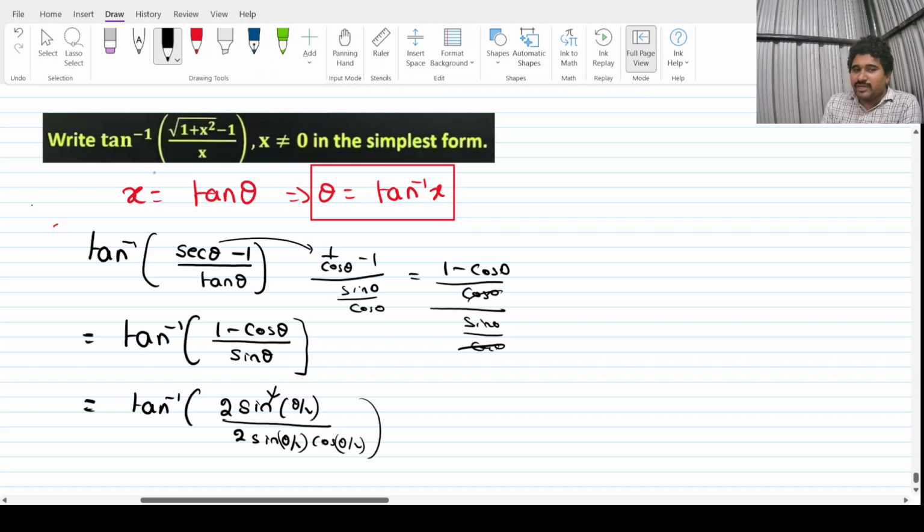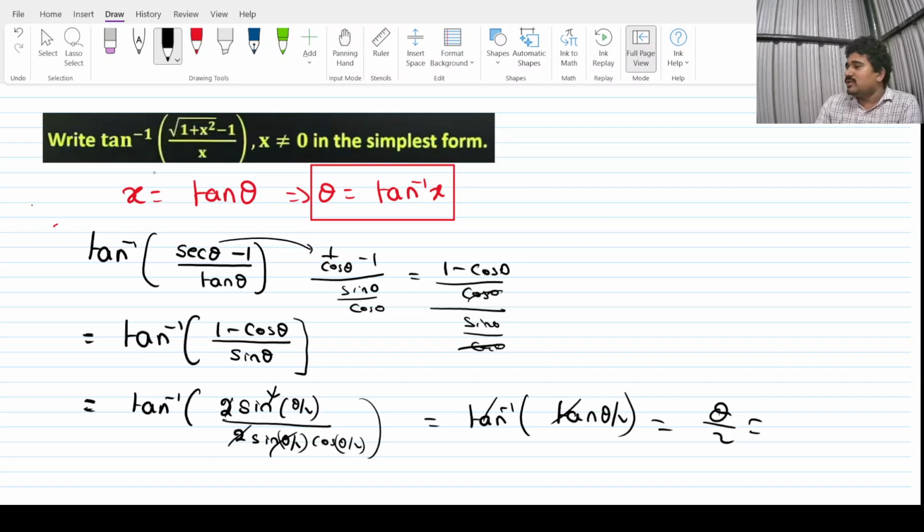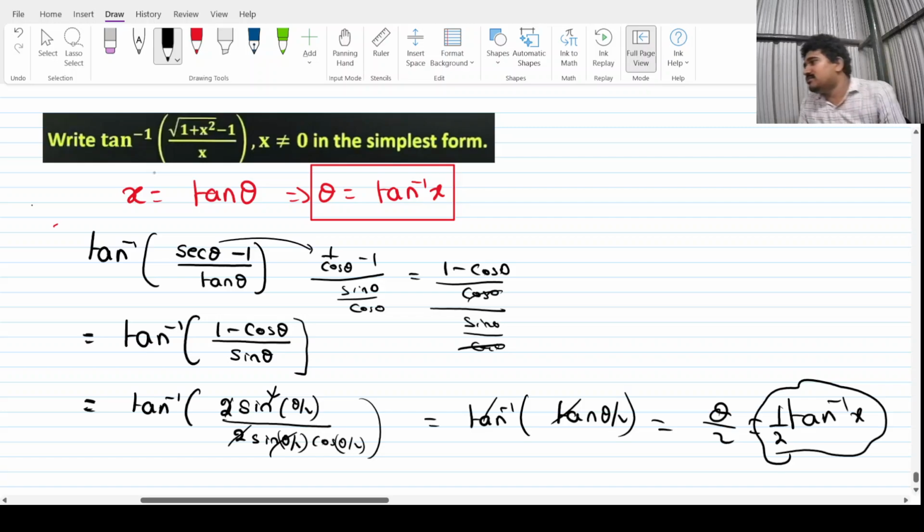Cut the 2, cut the 2. Here it has come, see: sin theta by 2 over cos theta by 2 is tan theta by 2, tan inverse cut theta by 2. Okay, what is theta? Tan inverse x. So the answer is half tan inverse x. That's all.